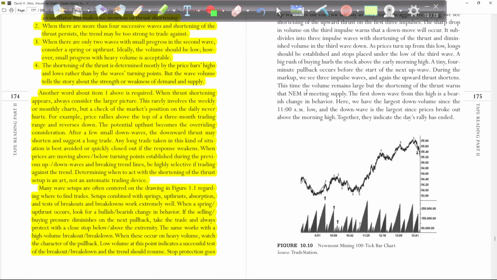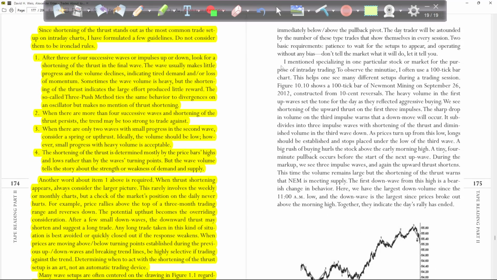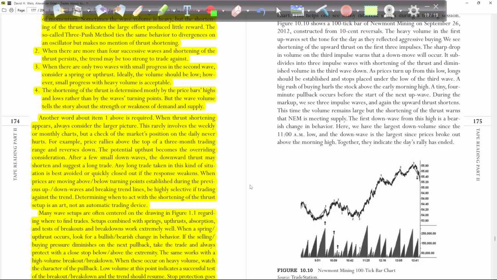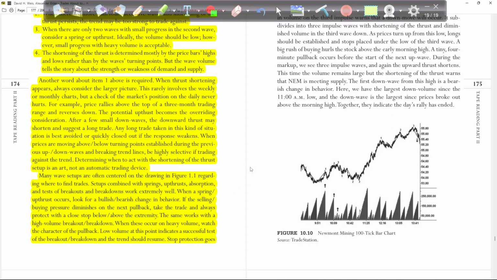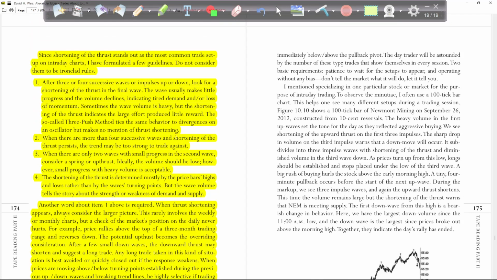So this is right. Stop protection goes immediately below or above the pullback pivot. The day trader will be astounded by the number of these types of trades that show themselves in every session. Two basic requirements: patience to wait for the setups to appear and operating without any bias. Don't tell the market what it will do. Let it tell you what it will do. Be patient.